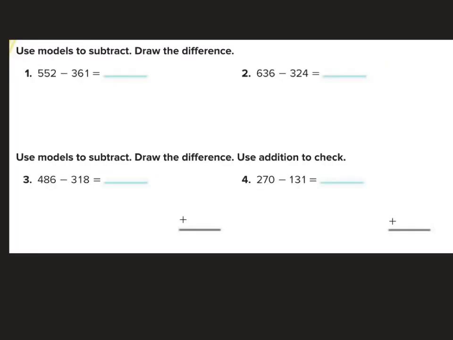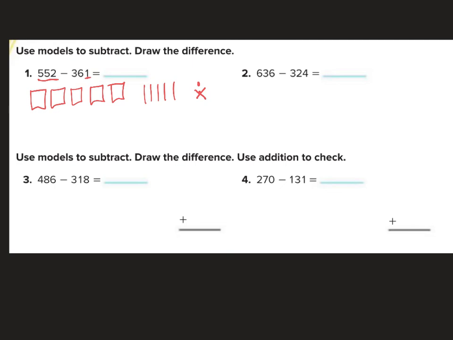Let's do a few more practices here. So it says use models to subtract, draw the difference. Okay, so first I need to start with 500. 3, 4, 5 hundreds, 5 tens, and 2 ones. Okay, so I need to subtract 1 one. I can do that.